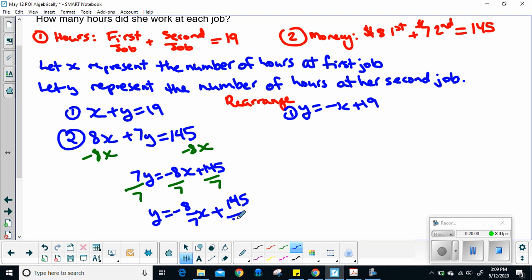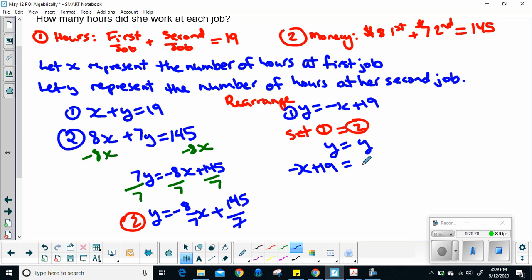Set my 2 equations equal to each other. And we got it. So set equation 1 equal to equation 2. There's equation 1. Here's equation 2. Rearrange and solve. So we've got y equals y. Negative x plus 19 equals negative 8 over 7x plus 145 over 7. Let's put our x's together. So we're going to plus 8 over 7x to both sides.